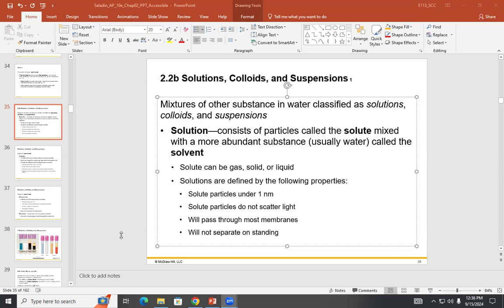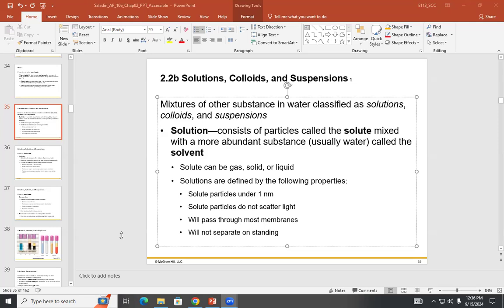So now what's an emulsion? In an emulsion, you don't have a solid. It's a liquid in a liquid, like oil and vinegar, the dressing for the salad. When you have a liquid dissolving in a liquid, like oil and vinegar, or like breast milk, which has milk and fat, that's an example of an emulsion.